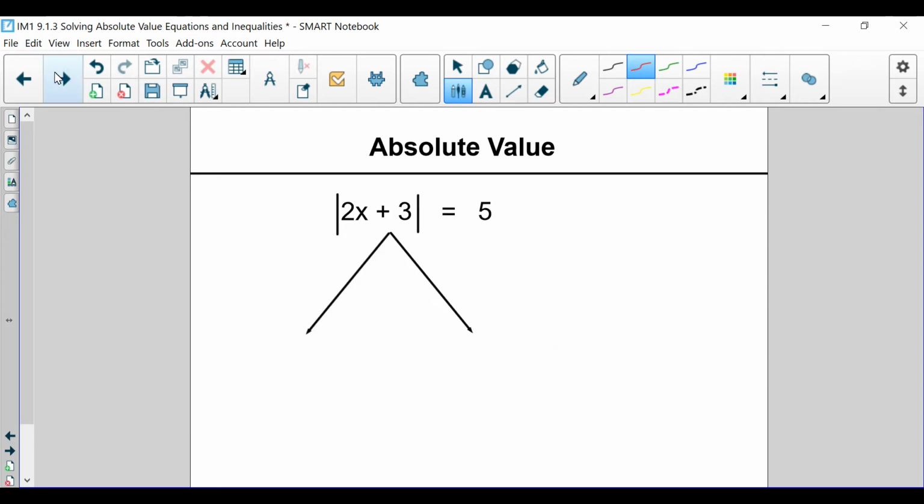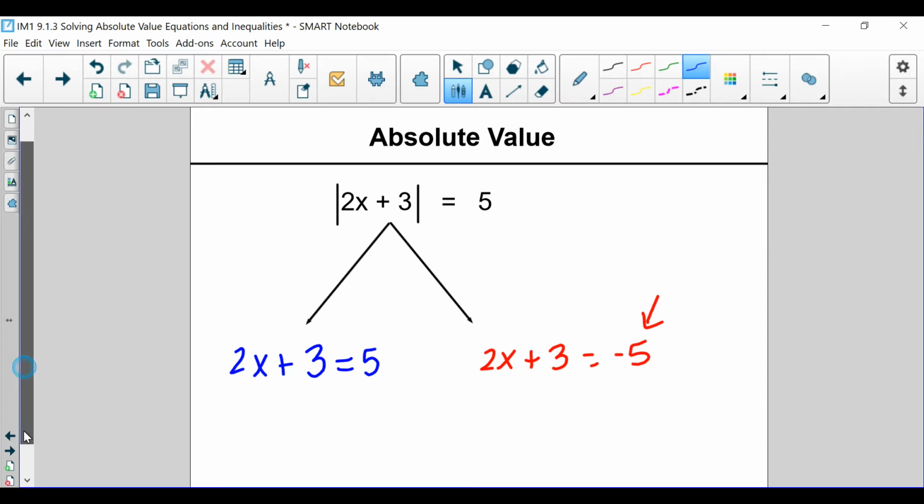Now, keeping that in mind, one that's positive, one that's negative, what if you have a more complicated situation? What if you have this? Well, we're going to use the same idea where we say there's going to be a positive answer and there's going to be a negative answer. And what I mean by negative answer is I mean that 5 is going to be negative. Keep that in mind right there.